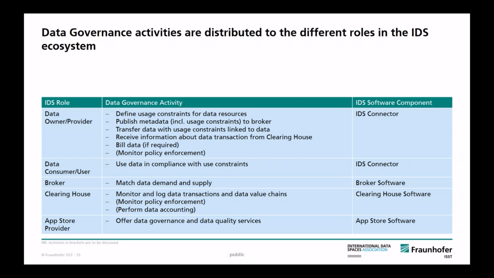The clearinghouse monitors and logs data transactions and the data value chain, potentially also monitors policy enforcement and performs data accounting. So making sure that data transactions are logged and also giving notifications when a bill could be sent, for example. And App Store providers, of course, offer data governance and data quality services through the App Store software.